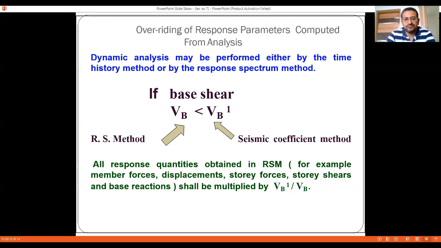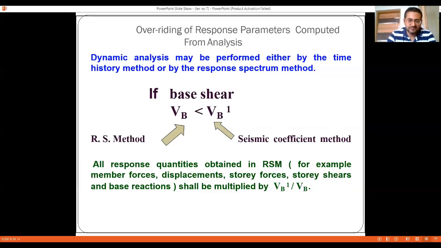Now we are going to have 2 base shears. First is from the static method, that is the seismic coefficient method, and second is from the response spectrum method. We need to compare them: if the base shear from the response spectrum method is less than the base shear from the seismic coefficient method, then it has to be multiplied by a scale factor, and it has to be ensured that the minimum base shear is in the range of 80% to 100% of the seismic coefficient method.